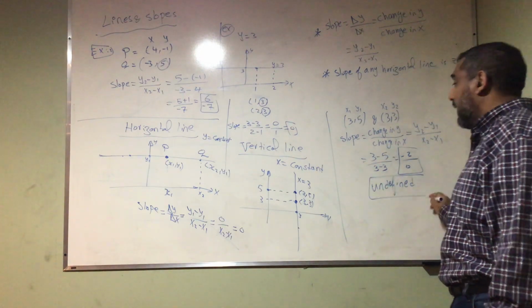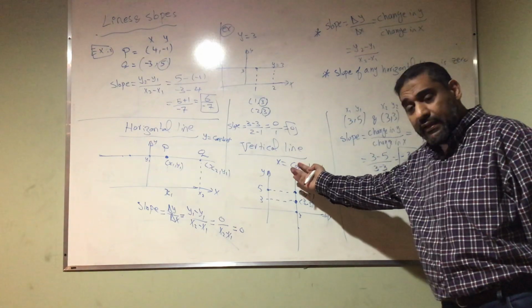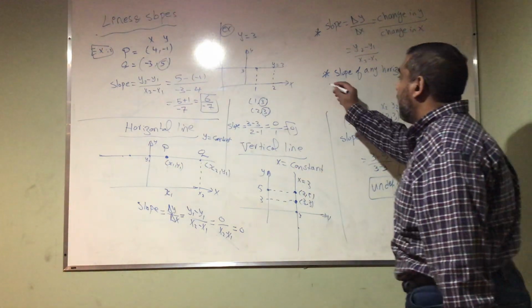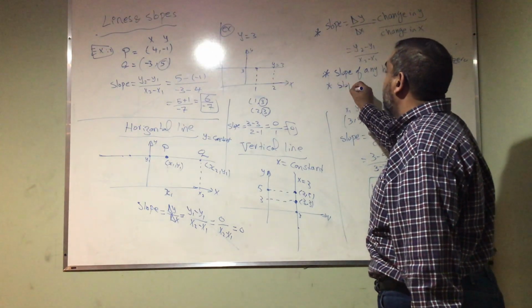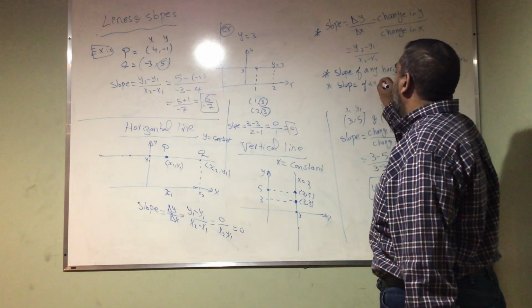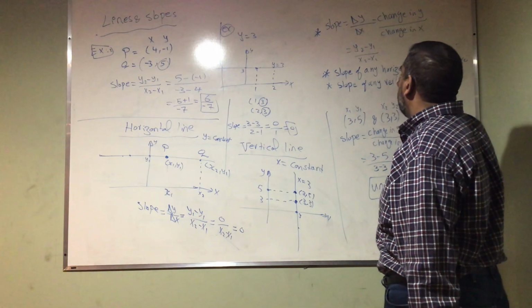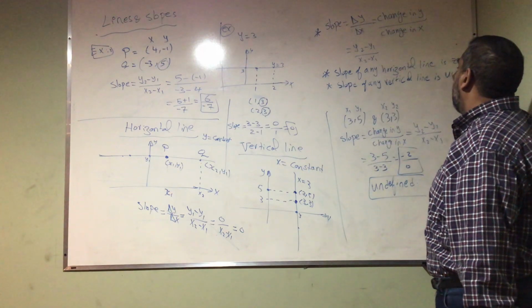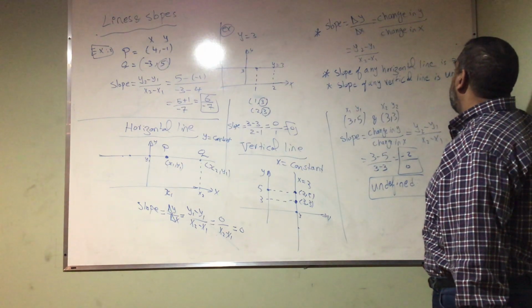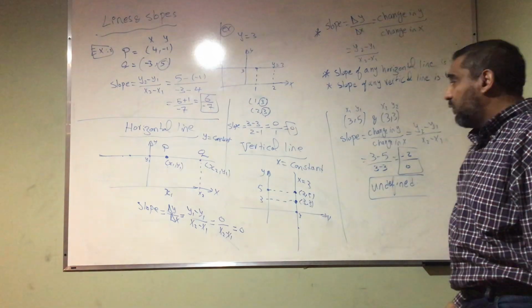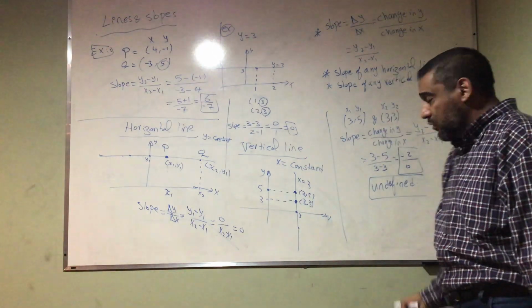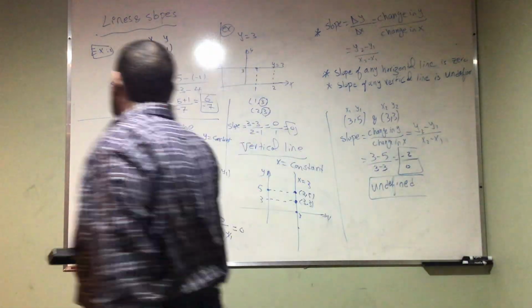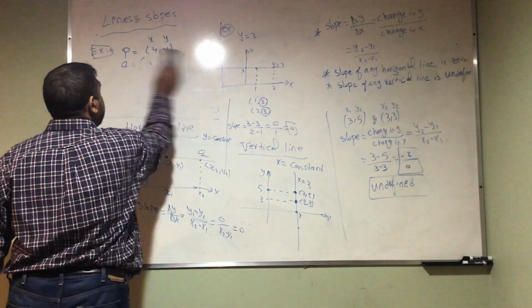So the conclusion here is, if you have a vertical line, then the slope of this vertical line is undefined. So I write this here as a remark: the slope of any vertical line is undefined. Okay, guys. Whenever you have a vertical line, the slope is undefined because your x does not change, and we cannot divide by 0. Is that okay, guys, so far?